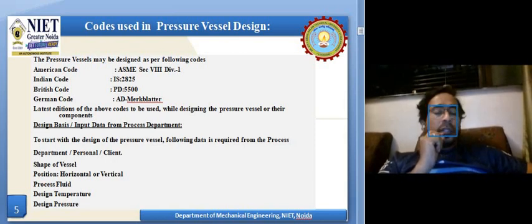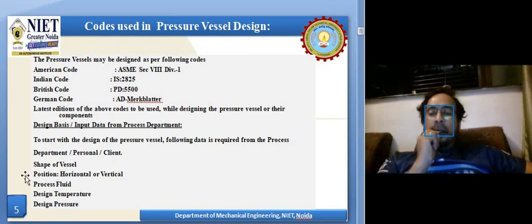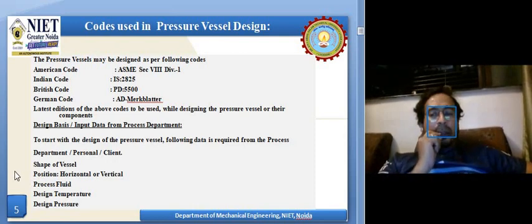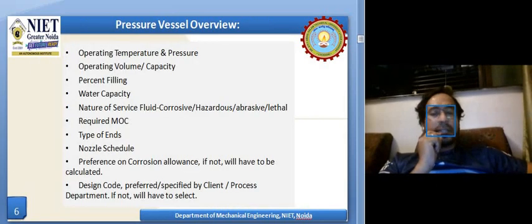Now I am working for MDP Solutions, which is a kind of consultancy located in Mumbai, and they are designing this particular pressure vessel handling ethylene oxide as a fluid. Now, what are the parameters considered in a mechanical design? That is nothing but the shape of the pressure vessel, location or position of the pressure vessel, horizontal or vertical, which type of fluid it is handling, and the design parameters such as temperature as well as pressure.